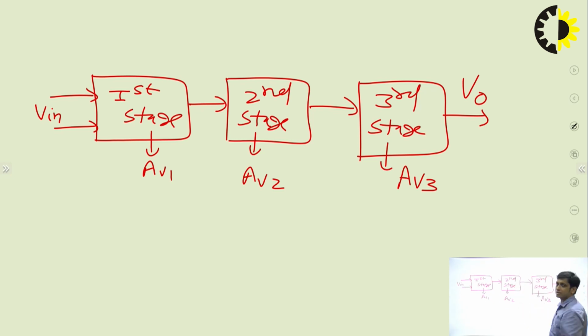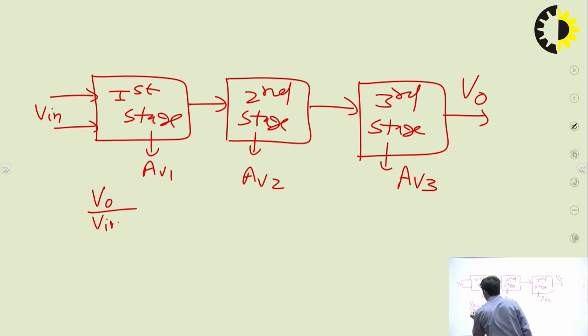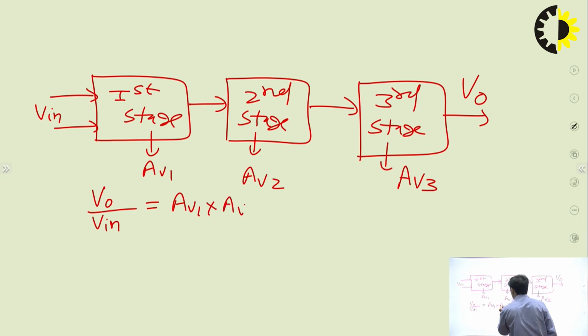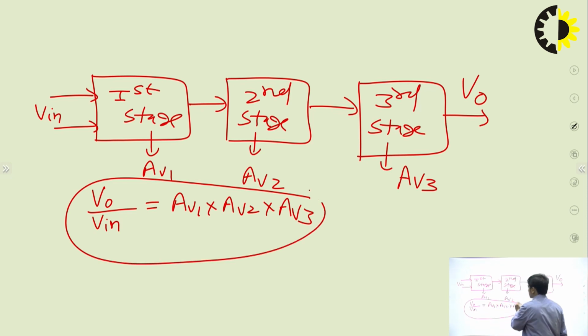This is a 3-stage amplifier. So the overall gain of this amplifier is V0 upon Vin. Since all the stages are connected in cascade, the gain will be AV1 into AV2 into AV3. So you can see that if you are using single stage, then you will get only AV1 gain. But when you go for 3-stage, 2-stage, 4-stage, whatever, then the gain is multiplied.